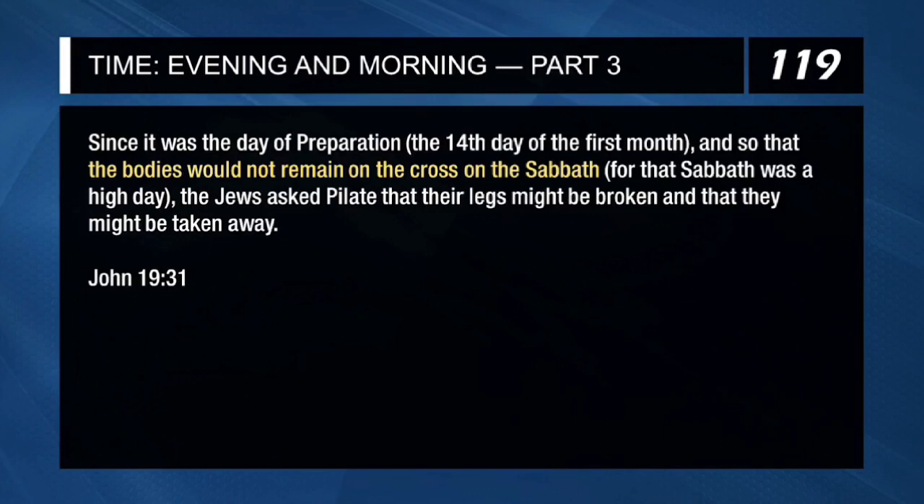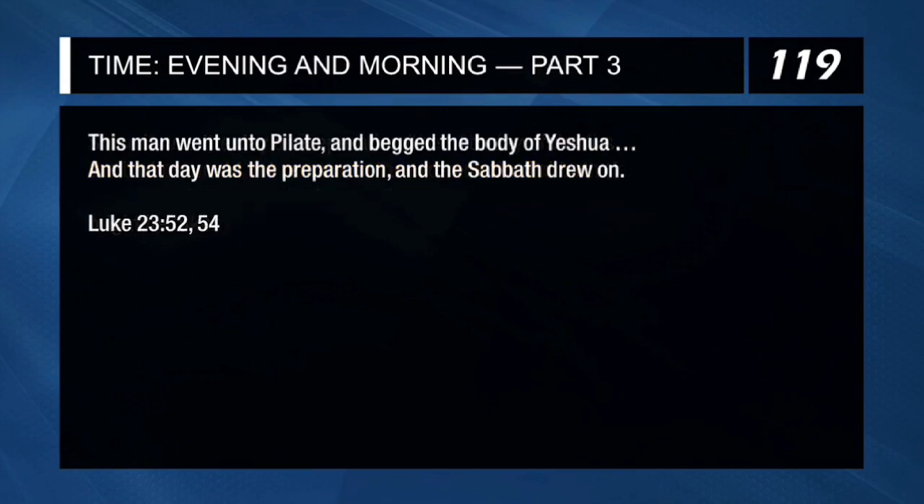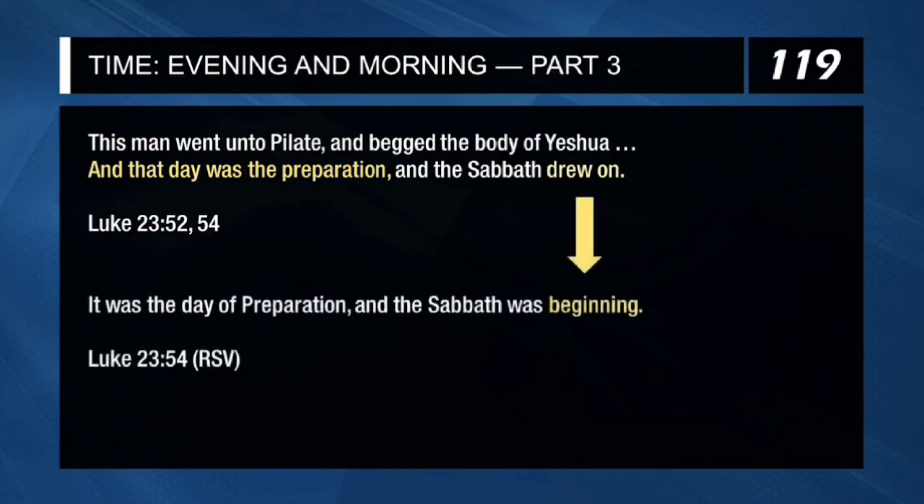John 19:31 correlates that Torah commandment with the beginning of the Sabbath. This clearly implies that the Sabbath started that night, after sunset, and not at sunrise. This man went unto Pilate and begged the body of Yeshua, and that day was the preparation, and the Sabbath drew on. The Revised Standard Version translates Luke 23:54 in this way.